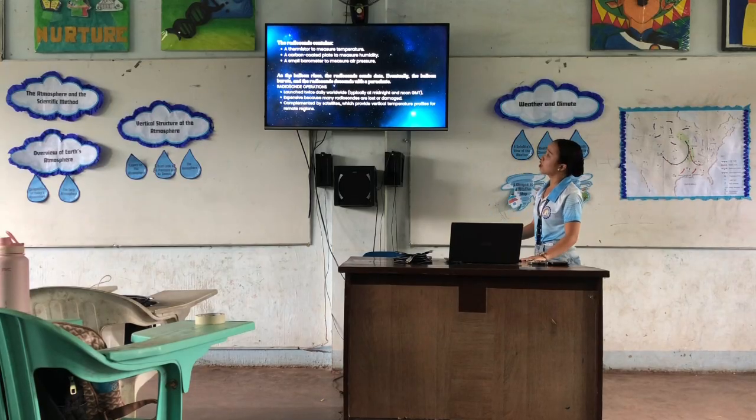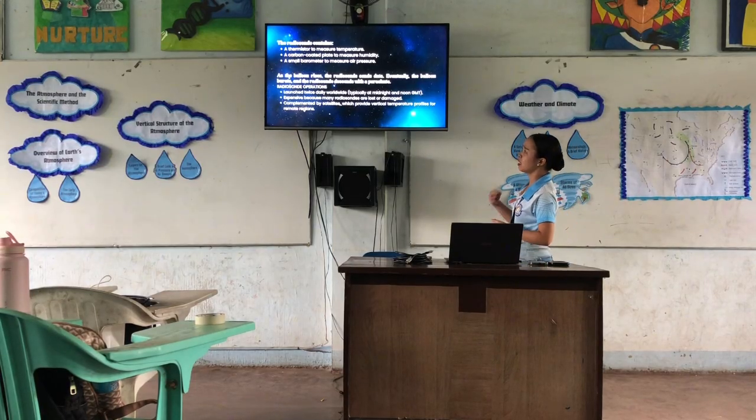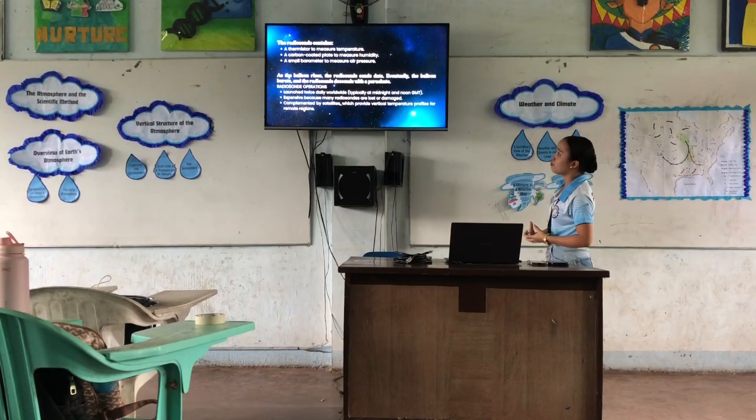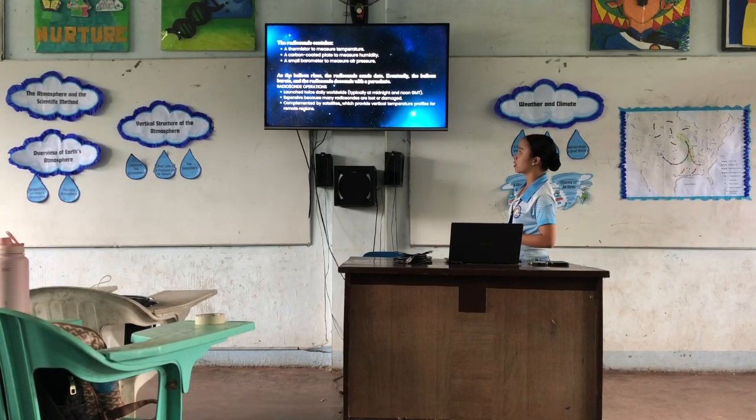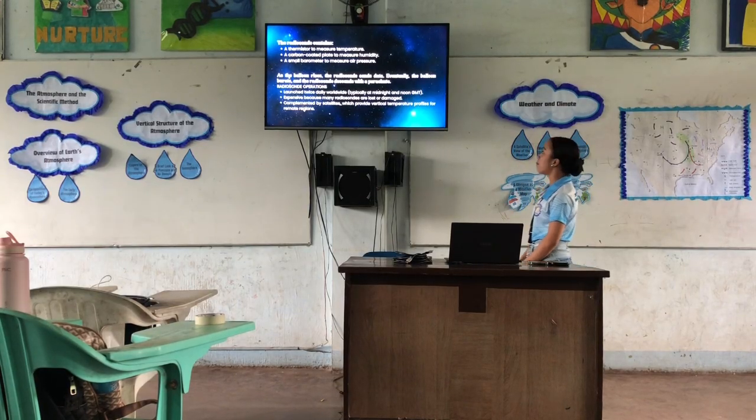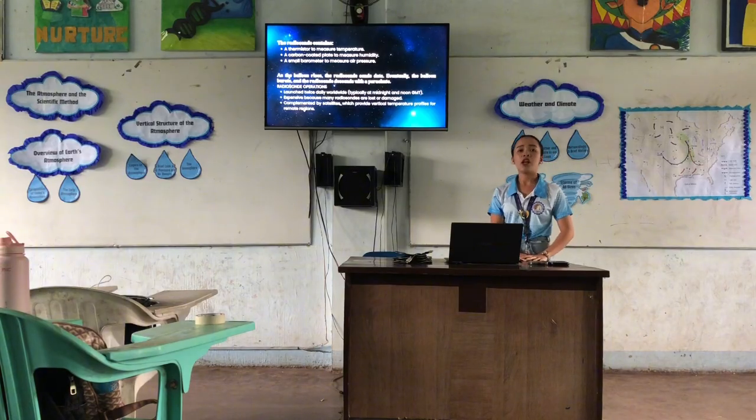The radiosonde operations are: first, it is launched twice daily worldwide. Second, it is expensive because many radiosondes are lost or damaged. And lastly, it is complemented by satellites which provide vertical temperature profiles for remote regions.